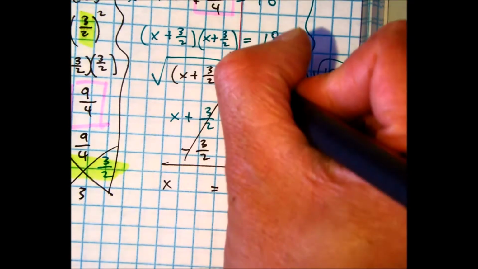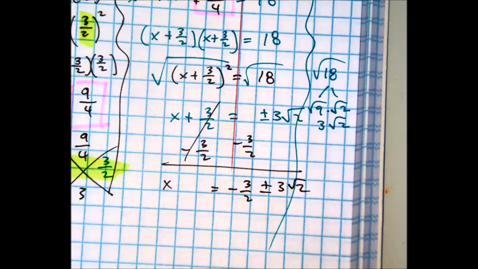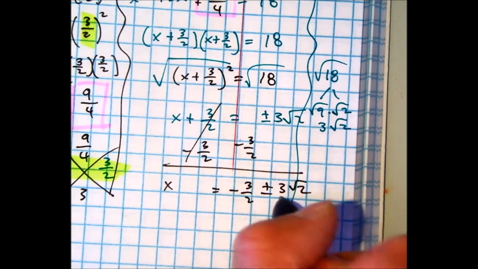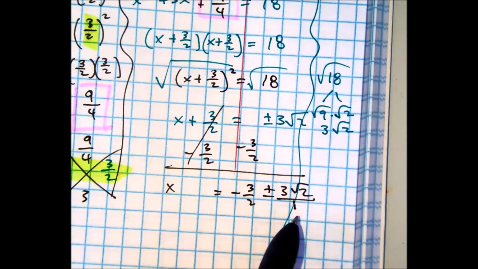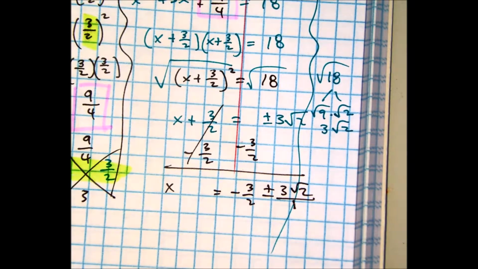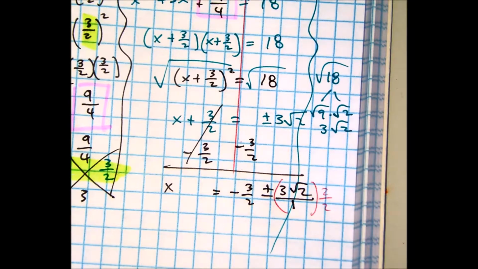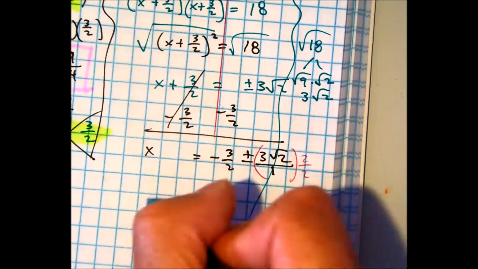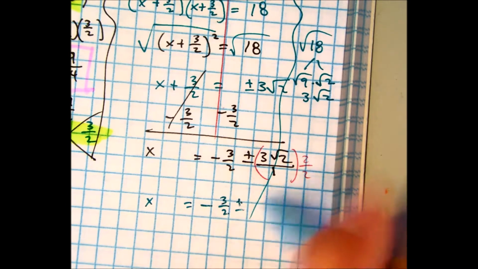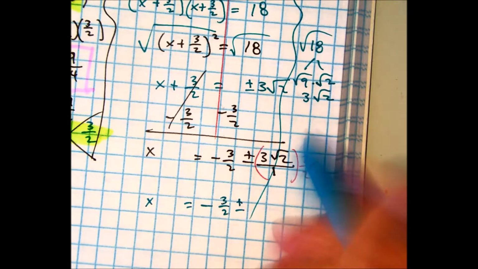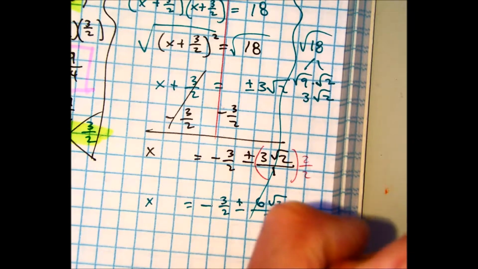What's going here? That should be next one. This doesn't look the same, does it? I'm going to put this over 1, see if this helps. I want my denominator to be 2, so I'm going to have to multiply that number by 2/2. I have x equals negative 3 halves plus or minus. This 2 only goes to the outside, so it gives me 6 radical 2/2.